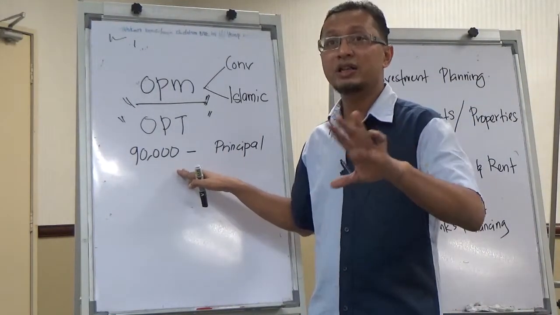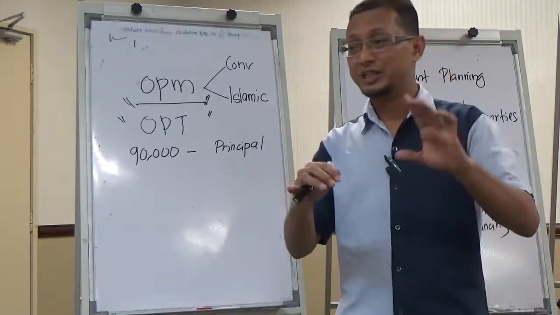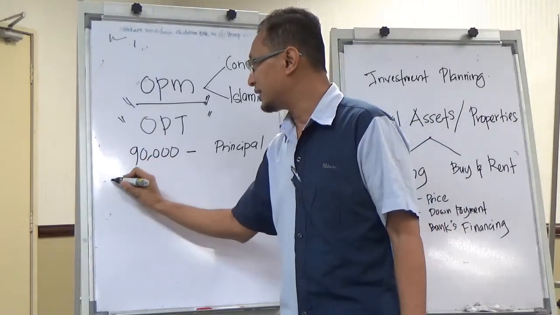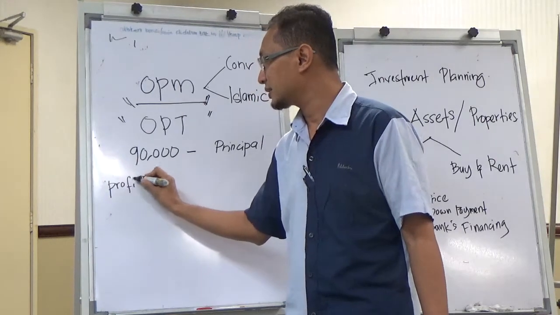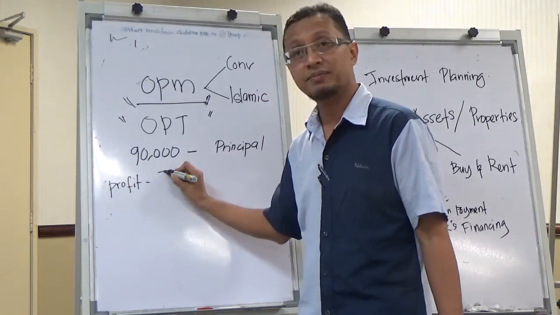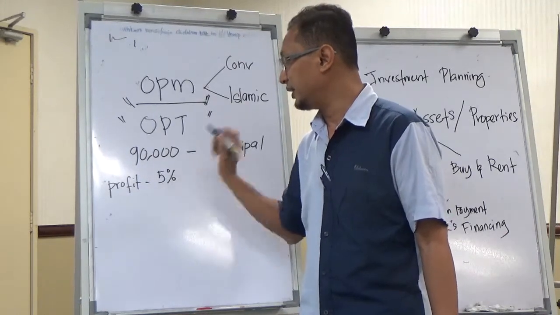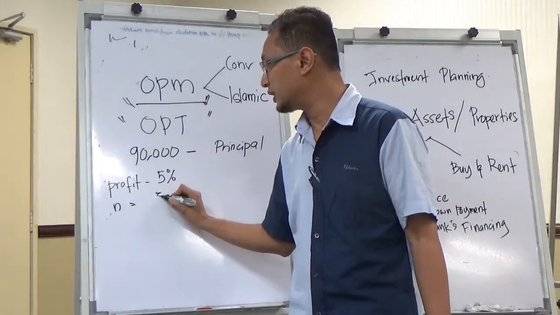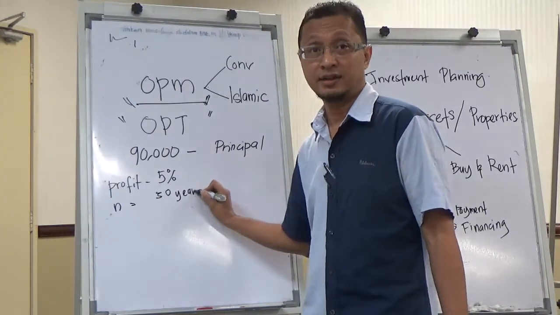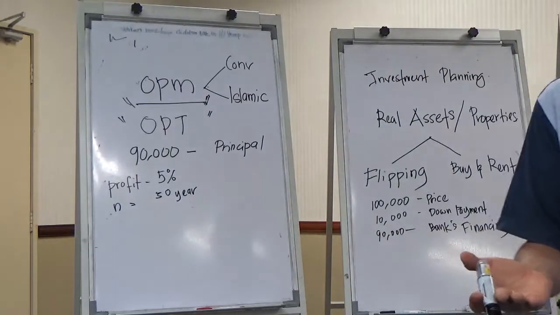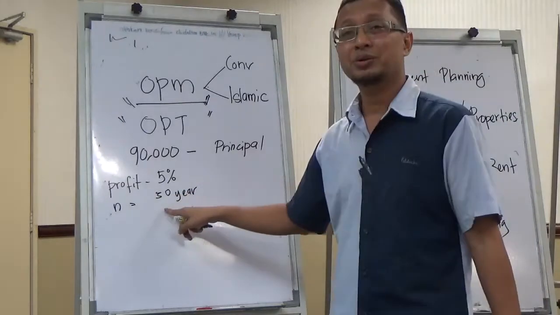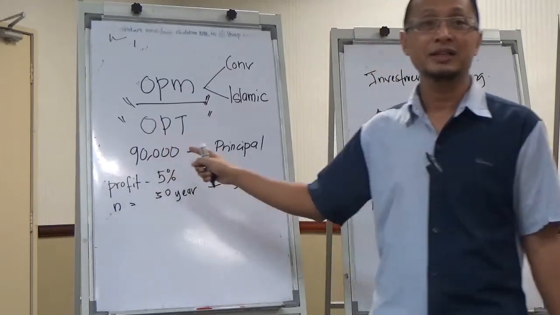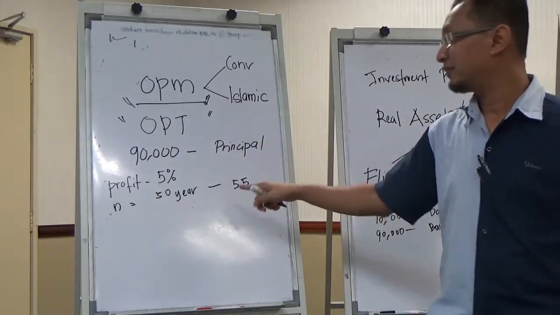Since you are all young, we did some calculation here. 90,000, and let's say the profit rate is 5%. Then we have this tenure, and let's say we put 30 years because you are still young. Probably you are 25, so you have 30 years, and by the end of 55 you will finish the financing.